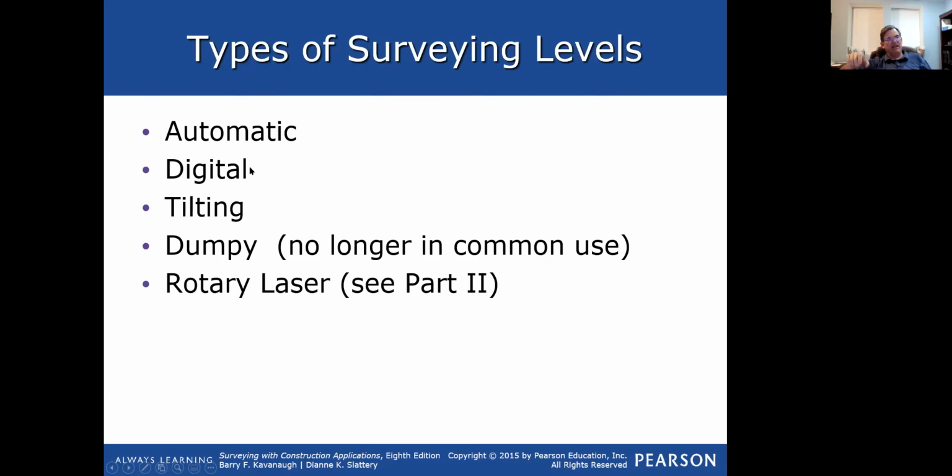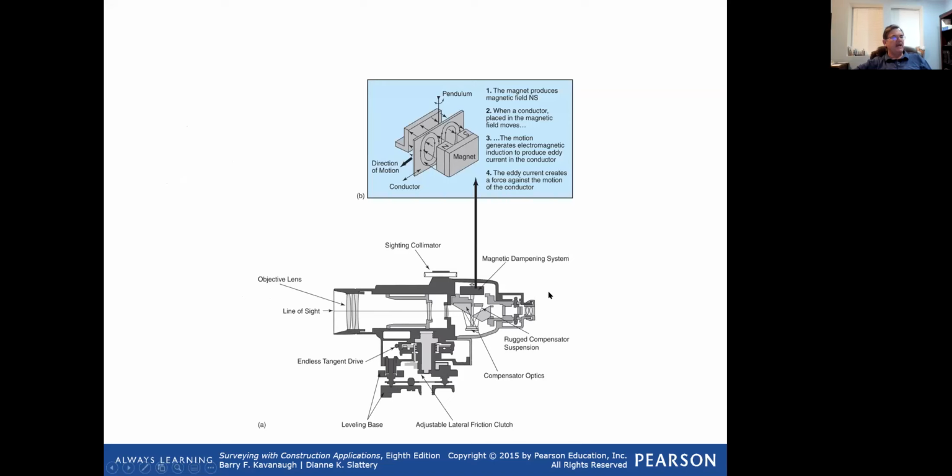It has a digital reading, or it makes a beeping sound when you are at the right height. Surveyors generally use the automatic level. And that automatic level is the one that's in the video that I got for you. It has magnets in it, and the video explains this whole thing. I don't need to go over it.